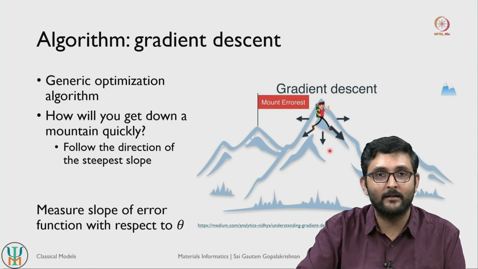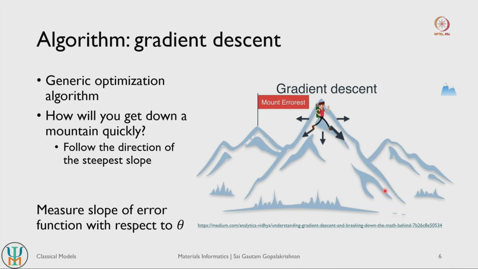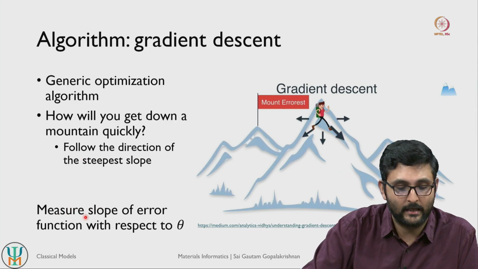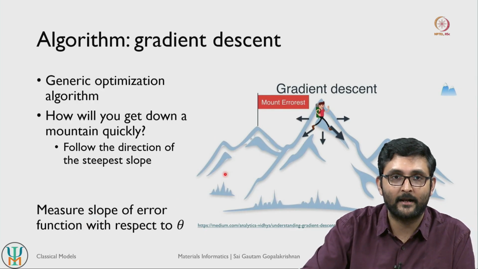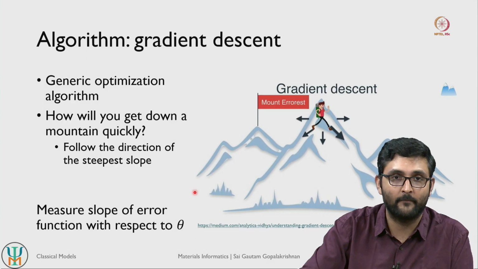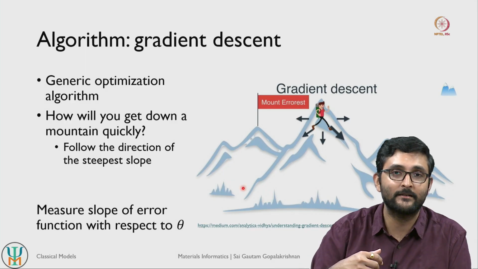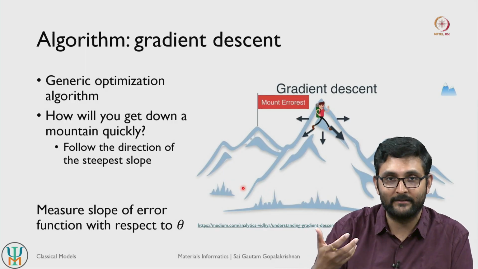So here our mountain is basically our mountain of errors. We are standing on top of our error mountain and we are trying to minimize the errors here. So the way gradient descent works in practice is that it measures the slope of the error function. This is our error mountain. For each of the error mountains that we have, it measures the slope of these error mountains as you keep changing your theta, as you keep changing your weights.